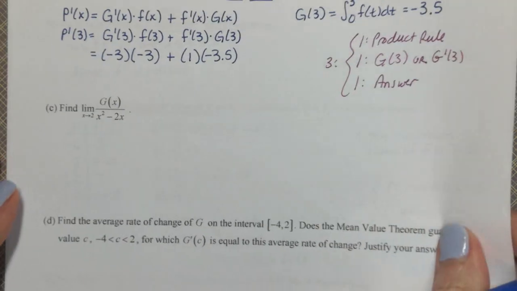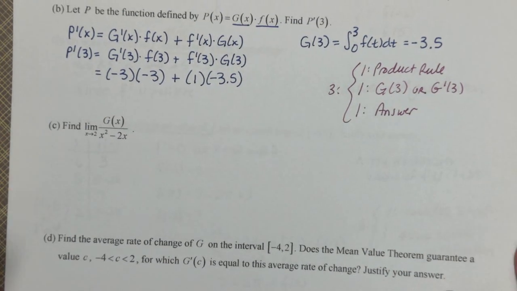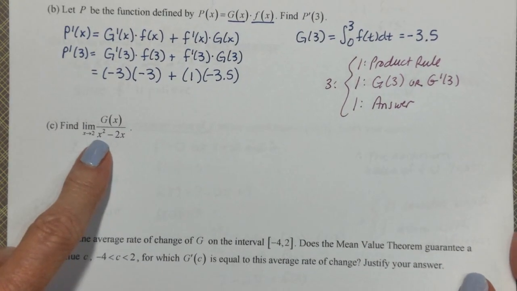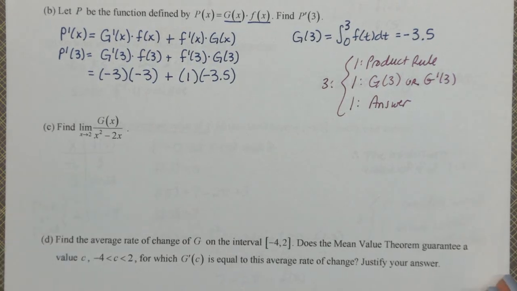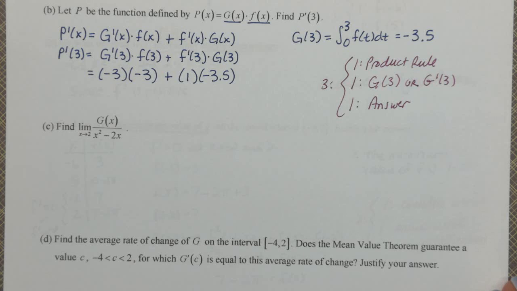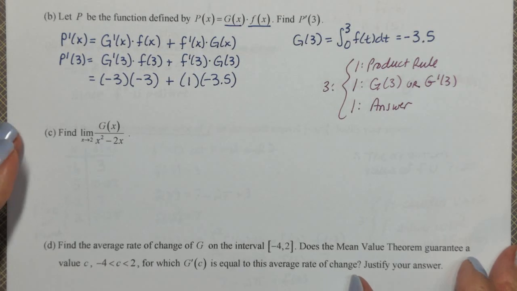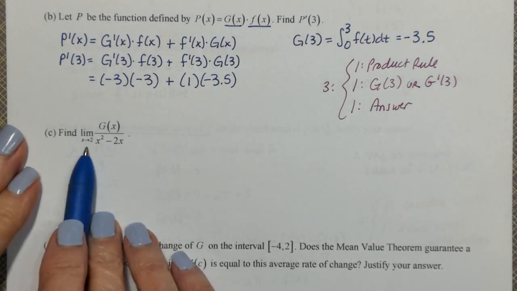Okay, part C. This was a little different problem this year because they did so many different things in it. It wasn't our usual, you know, does F have a point of inflection or whatever. It's a little bit different. But all of these questions are different, so this shouldn't surprise us. Okay, now we are asked to find a little limit.